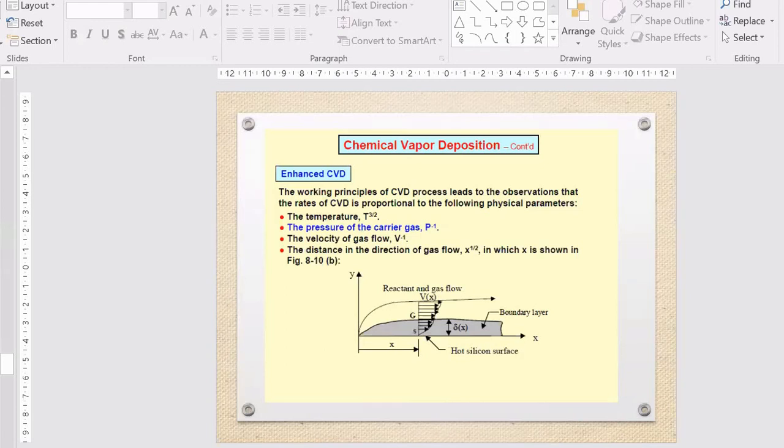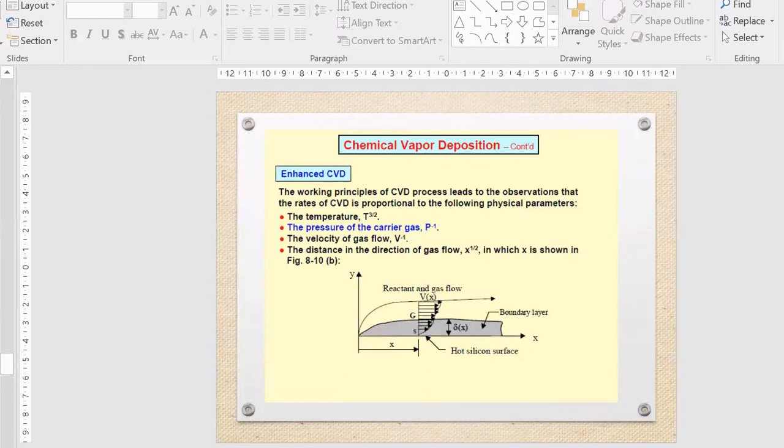So how the chemical vapor deposition method works, we have discussed the principle, and then we'll see how the rate of the chemical vapor deposition is calculated. We have seen on which factors the rate is affected: temperature, pressure, and velocity. It depends on the temperature to the power 3 by 2, and it's inversely proportional to the pressure, inversely proportional to the velocity, and the distance, the direction of gas flow. These are the factors on which the rate of the chemical vapor deposition is going to be affected.